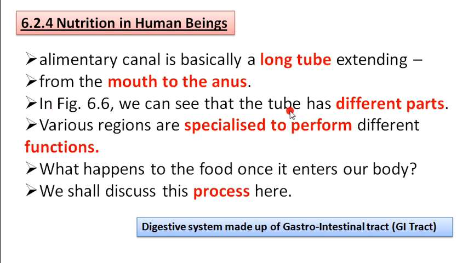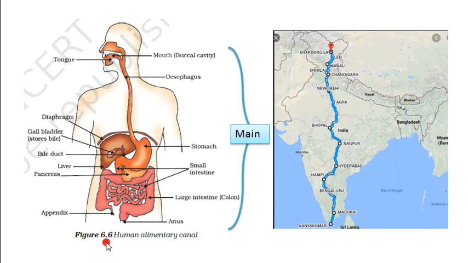In figure 6.6, we can see that the tube has different parts. Okay, now I am showing you figure 6.6, the human alimentary canal. You can see from mouth to the anus. Anus is the last point and mouth is the first point. So from the mouth, stomach, small intestine, large intestine, and finally the anus. Anus is the last point of the digestive system. Kashmir to Kanyakumari, for example: Kashmir is one end of our India and Kanyakumari is the other end of our India. So Kashmir to Kanyakumari, this is like our alimentary canal, we can say. So this is for example. Okay, don't use it in exams, but this is for your understanding.